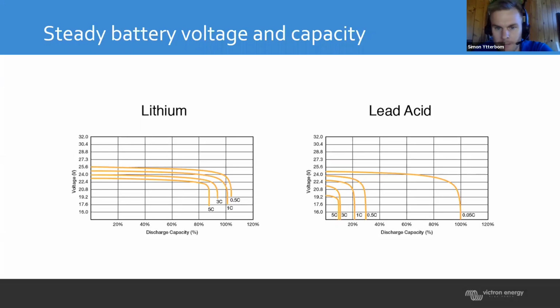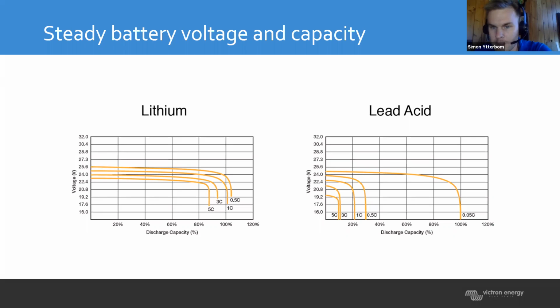So one of the main differences between lithium and lead acid is the loss of capacity when we're discharging a lead acid battery fast. If you look at the graph to the right, a lead acid battery is rated at a 20-hour rate. That means that if we have a 100 amp hour battery, we can get 100 amp hours out of that battery if we discharge it with a constant discharge for 20 hours. That's about 5% of its rate, so it's a 0.05 rating.